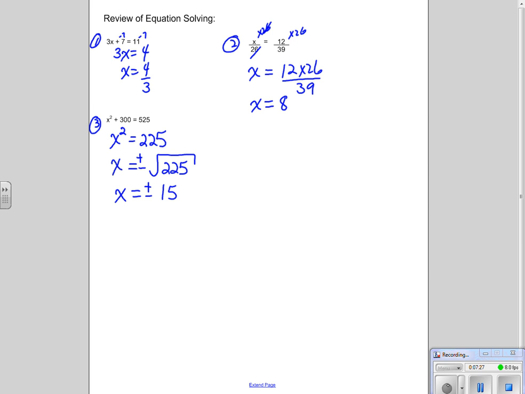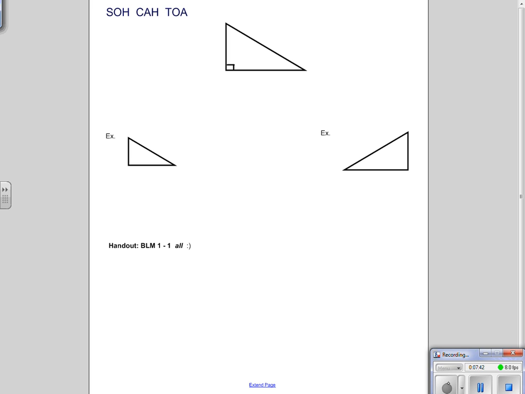So I have two answers. x could be 15 or x could be negative 15. And both of those make sense. When you square 15, you get 225. When you square negative 15, you get 225. Two answers.